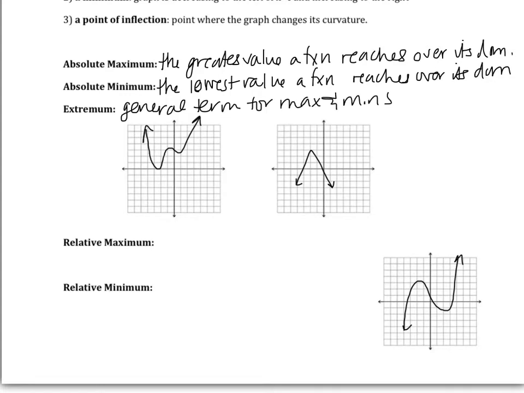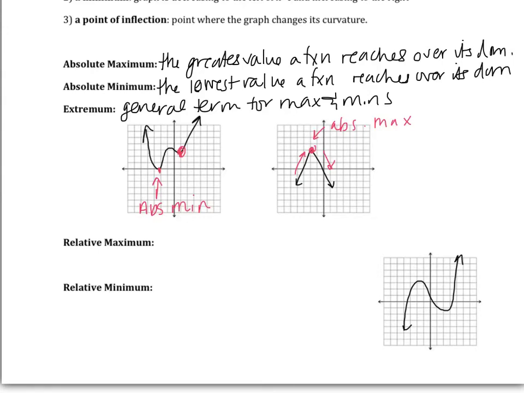Okay, so in this first example, notice I have 2 minimums on this graph, one here and one here. This one, however, is the absolute lowest point, so that is the absolute minimum. This one is going to be called a relative minimum, which we'll talk about in a minute. On the second graph, notice this here is the highest point on the graph. I'm increasing on the left, decreasing on the right. This is an absolute maximum.